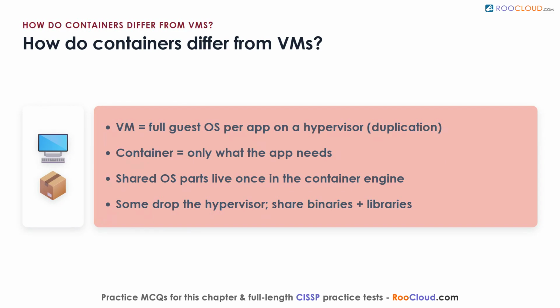Containerization, sometimes called operating system virtualization, strips out that duplication. Each application goes into a container holding only what that specific app needs, while the shared operating system parts live once in a common container engine. Some setups drop the hypervisor entirely and let containers call on a shared set of binaries and libraries. Think of apartments in one building sharing the plumbing and foundation, instead of everyone building a separate house.